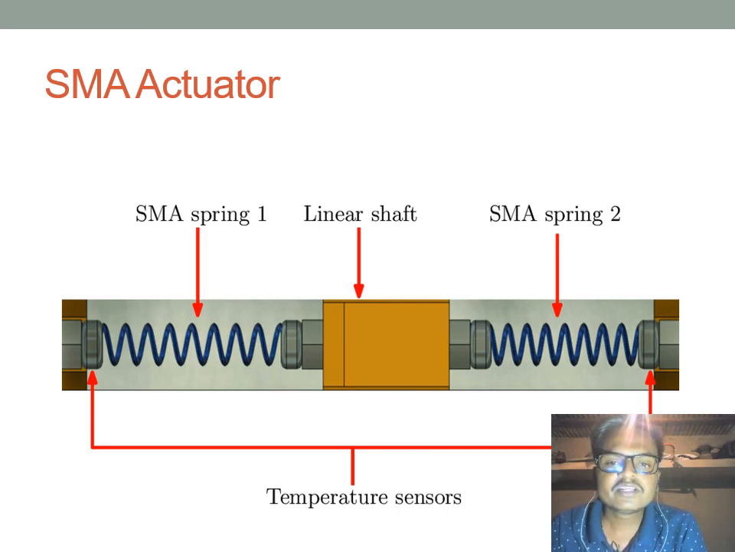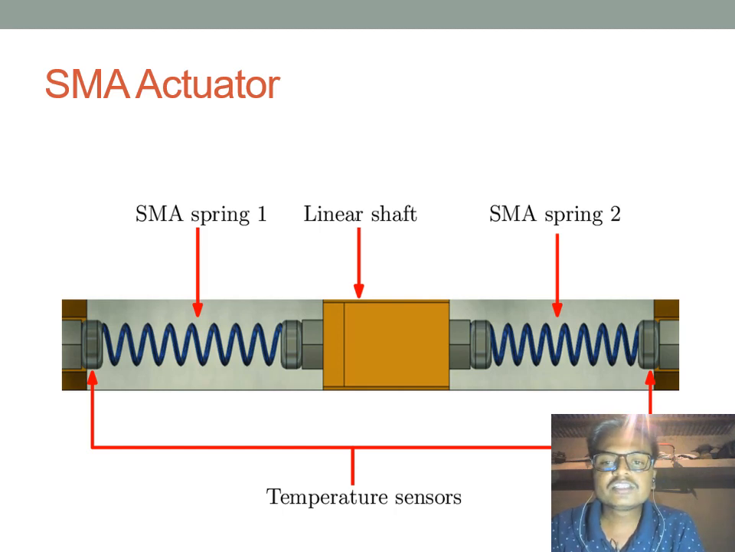Here we use one linear shaft at the center of the SMA springs. On the left is SMA spring 1 and on the right is SMA spring 2, and we use two temperature sensors to measure the temperature of the springs. When we need to move the linear shaft to the right, we will cool spring 1 and mechanically strain it, or we can heat spring 2.